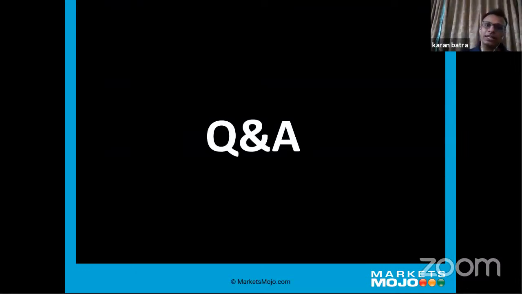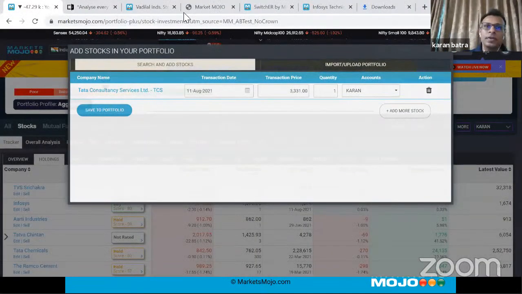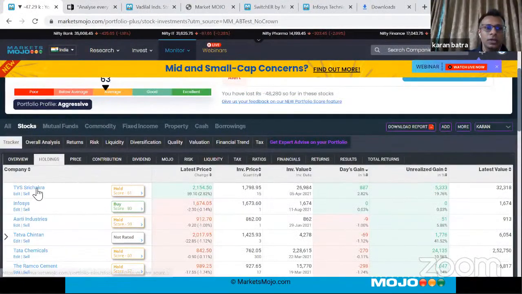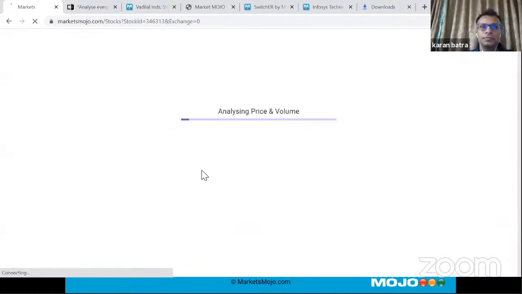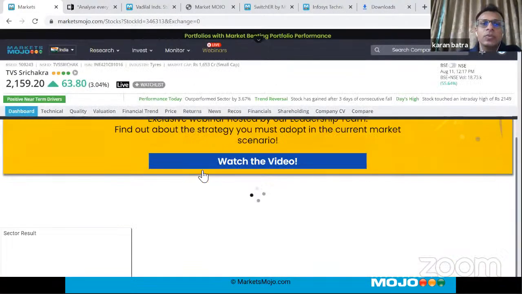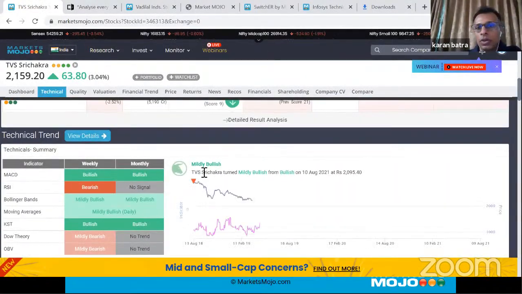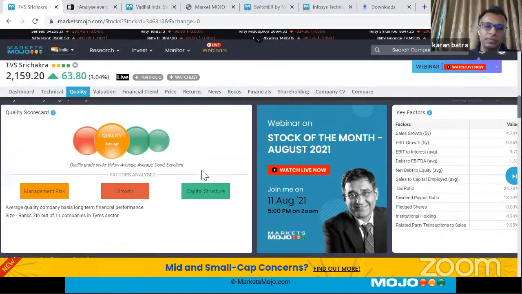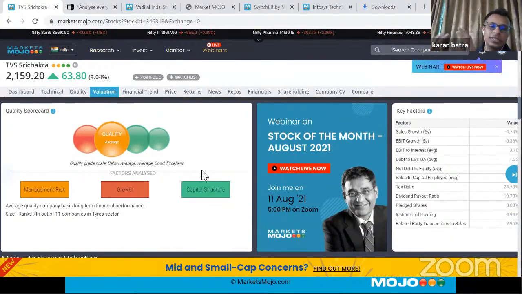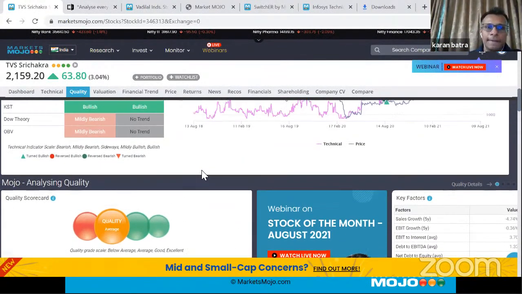But if you want to track them separately, all the details are also available on the website. Go to any stock, and you will get the details of what the technicals of the company are, and what the financials are. But the scores are not segregated. So still one score that we create.